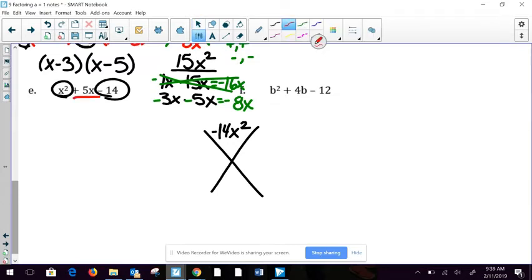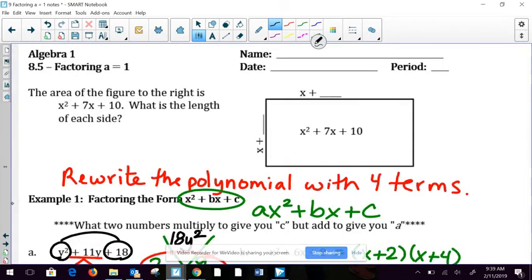Who's my monkey in the middle? You guessed it, a positive 5x. So now when I look at my negative 14x squareds, I have a lot of different ways I can combine this together to find my answers.